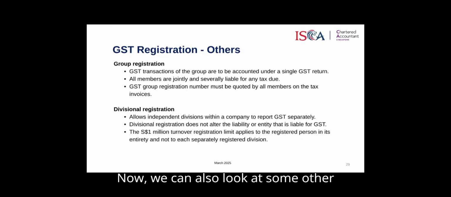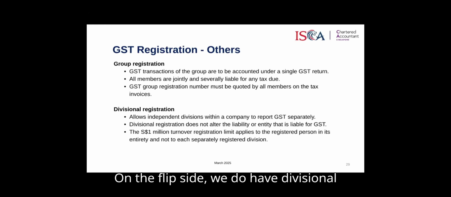Now, we can also look at some other types of GST registration, namely group registration, where GST transactions of a group are accounted under a single GST return. This means that all the members are jointly and severally liable for any tax due. A single GST group registration number must be quoted by all members on the tax invoices. This is usually applied to a situation where there is a group of Singapore companies, all to be registered for GST purposes. Instead of registering them individually, getting multiple registrations and returns, they could perform a group registration where one GST registration number and return is issued.